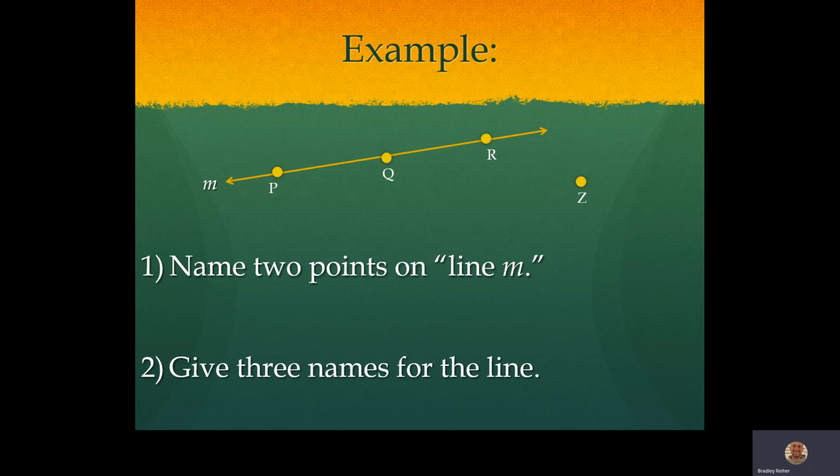Naming a ray is definitely trickier than naming a line. The order of the letters matters. So your endpoint must be the letter that you list first. So if we were talking about the ray that starts at Q and goes forever in the direction of R, that would be ray QR.